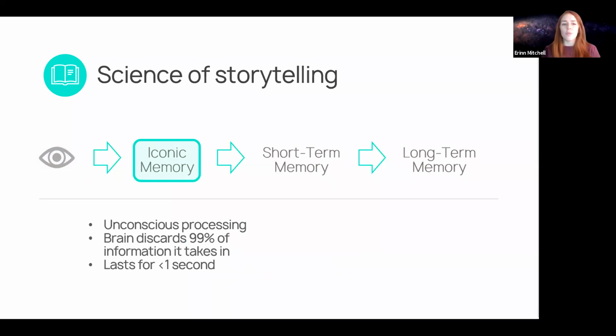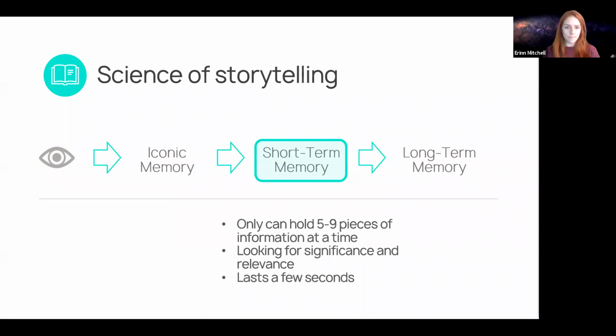Research shows that your brain actually discards 99% of that information. It lasts more than a second, and you don't even realize it's happening. And then it passes that 1% into short-term memory. Your short-term memory can only hold 5 to 9 pieces.